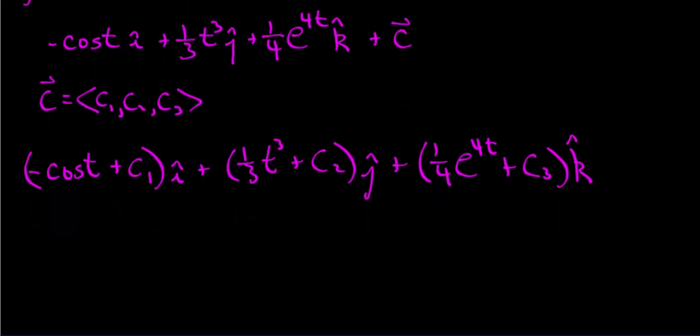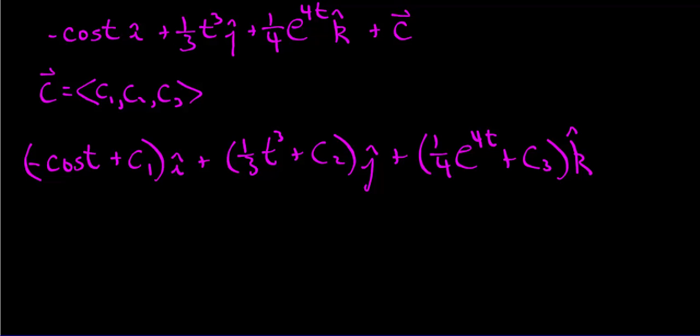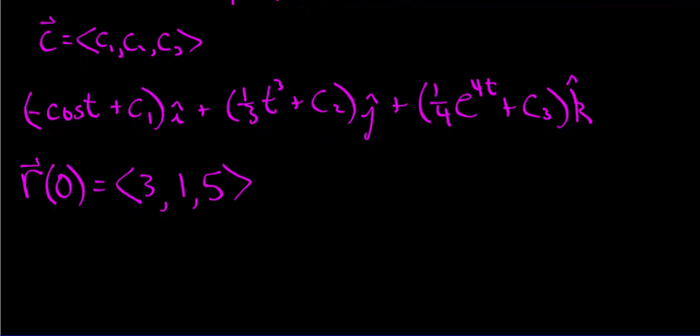Now, let's suppose that we're given an initial condition. So we integrated this vector, and let's suppose that we're told that r of 0 is equal to this vector, 3, 1, 5. Well, remember, whenever you integrate and then you're given an initial condition, you can use that initial condition to solve for the constant. So let's see how that would go here. We know that r of 0 is 3, 1, 5.